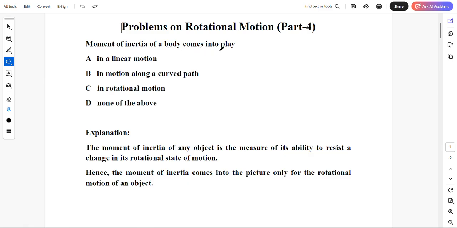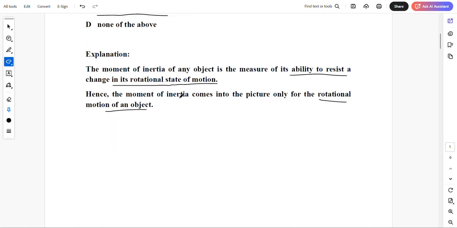Moment of inertia of a body comes into play in a linear motion, in motion along a curved path, in rotational motion, none of the above. What is meant by moment of inertia? I have given the definition here. The moment of inertia of any object is the measure of its ability to resist a change in its rotational state of motion. Hence, the moment of inertia comes into the picture only for the rotational motion of an object. Hope you understood. C is the right answer, rotational motion. Let us see the next problem.